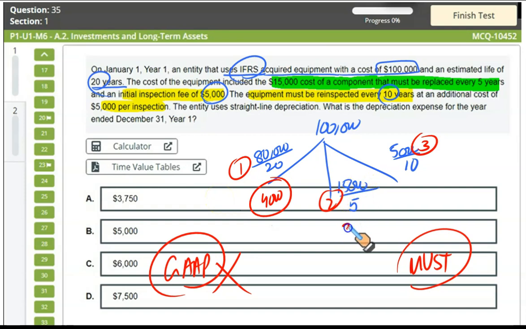1,500 upon 5, 3,000 for the second asset. And 5,000 by 10, 500 for the third asset. So if you add 4, 3, 7, 7,500, that makes D the correct option. D is the correct option. Next.